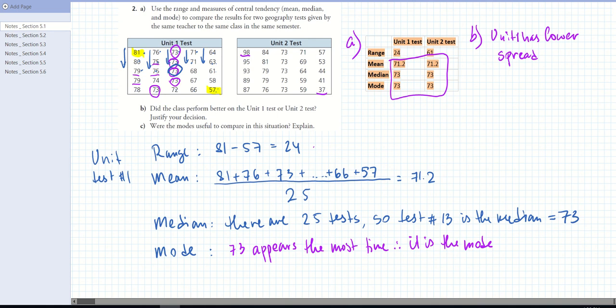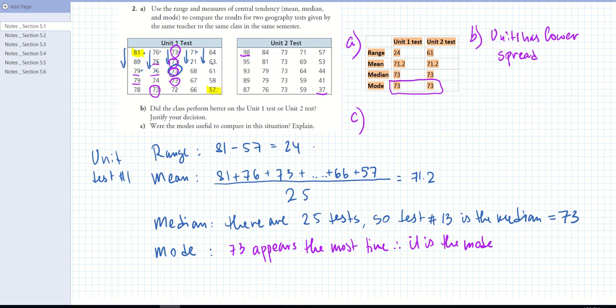And part C says, were the modes useful to compare this situation? So the modes here are both the same. The modes for part C are both 73. So for part C, it depends how you look at it. If you just look at the central tendency values, then they're not useful because they're the same. They're not helping us distinguish between test 1 and 2.